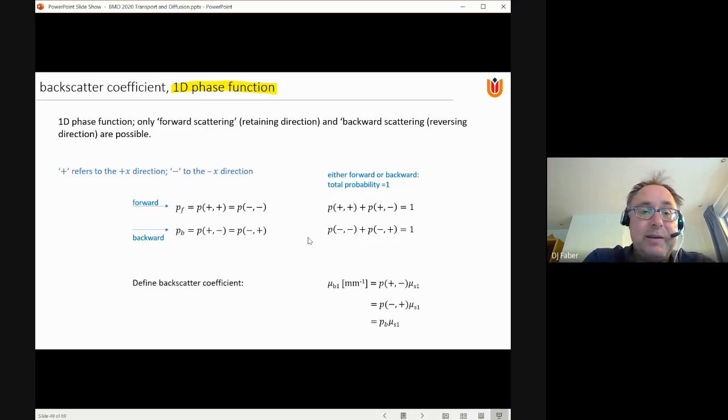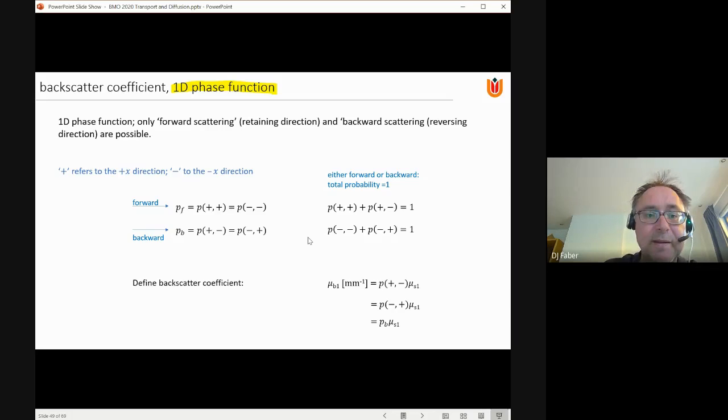So we can use these definitions to define a so-called backscatter coefficient. We take the scattering coefficient, the total strength of scattering, and multiply that with the probability of reversing direction. So we get a compound parameter, P plus minus times the scattering coefficient, which has to be equal to P minus plus, which is also a reversal of direction, times the scattering coefficient, is equal to P_B, the backscatter probability, times the scattering coefficient. So this is the backscattering coefficient.